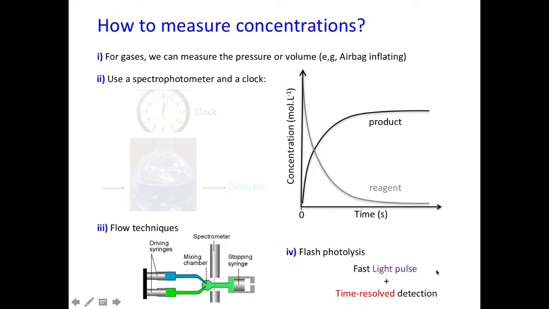Now you can imagine you shine a fast light pulse to the sample. The sample is going to absorb light and can also emit light. And then we make a time resolved detection. So we see how light is emitted over time if the system is luminescent. So there's a time resolved detection. And there are many ways of measuring concentration.